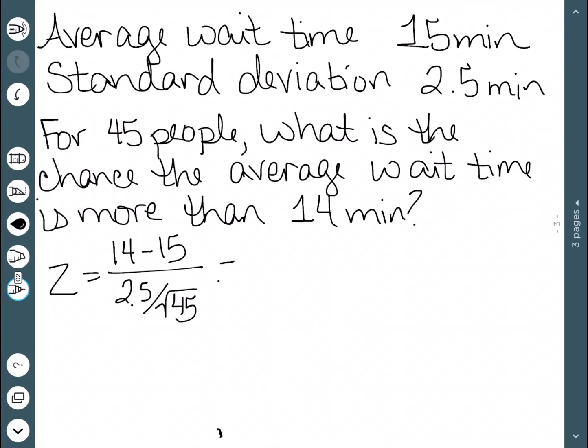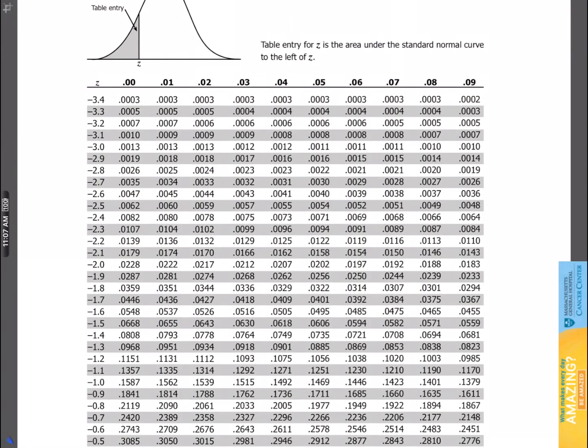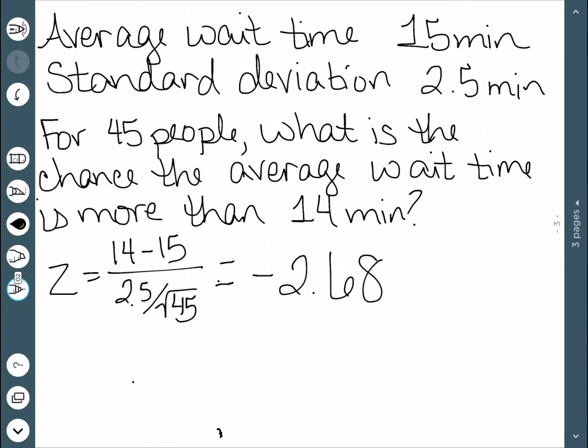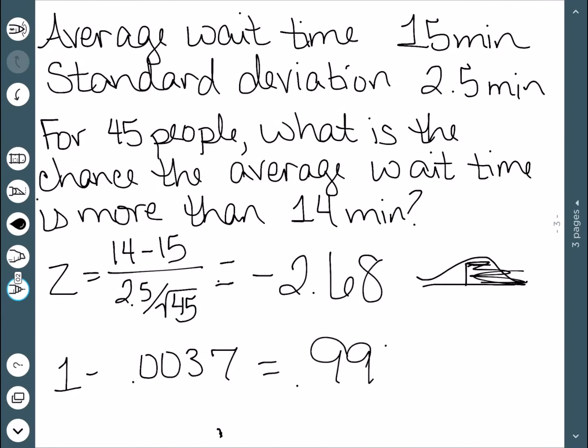And while we haven't said this is normally distributed, we do have n, 45, greater than 30, so we can use this. If we work this out, we get negative 2.68, so we need to look that up on our table. Here's our table. We'll go down to negative 2.6 and then all the way over to 8 to get 0.0037. Back at our problem, we had gotten 0.0037, but that always tells us the area to the left. And we want to know what's the chance they waited more than 14 minutes. So 1 minus 0.0037, which gives us 0.9963.